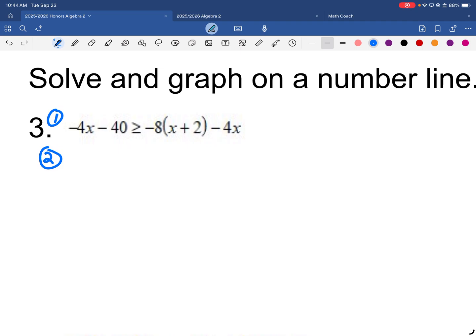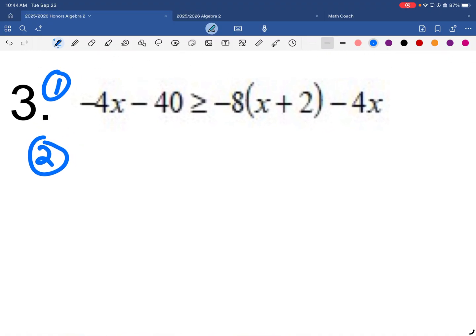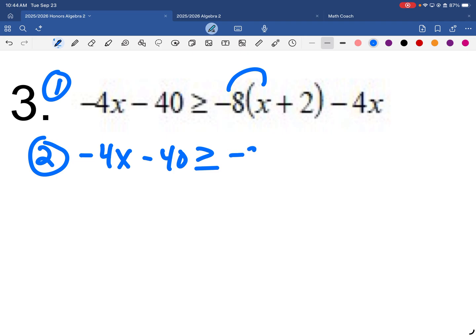Okay, so we've got a distributive property in there. Go ahead, do that distributive property and then stop. You want to make sure that everybody's on the same boat with this second part. So we should have negative 4x minus 40 is greater than or equal to negative 8x minus 16. It's got to go negative 8 times 2 minus 4x. Okay, so there's step 2.